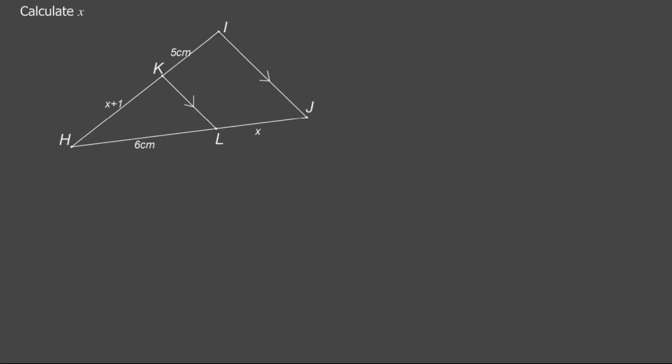Right, now let's use this example. They're asking us to solve for x. Let's use this proportionality theorem to find the value of x. So we know that LJ over HL is equal to KI over HK. Remember, you have to provide your reason. In this case, it's the proportionality theorem.